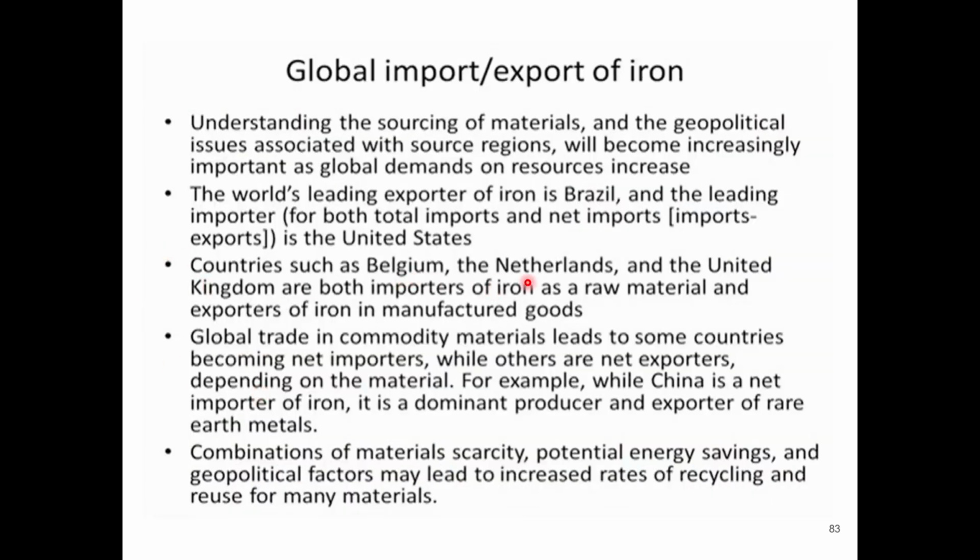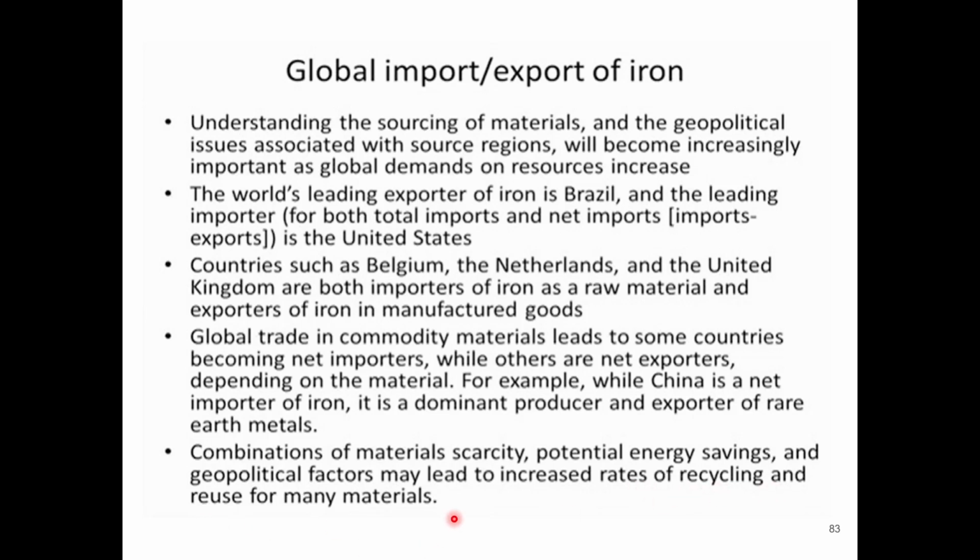Countries such as Belgium, the Netherlands, and the United Kingdom are both importers of iron as a raw material and exporters of iron in manufactured goods. The global trading of materials leads to some countries becoming net importers while others are net exporters, depending on the material. For example, while China is a net importer of iron, it is a dominant producer and exporter of rare earth metals.